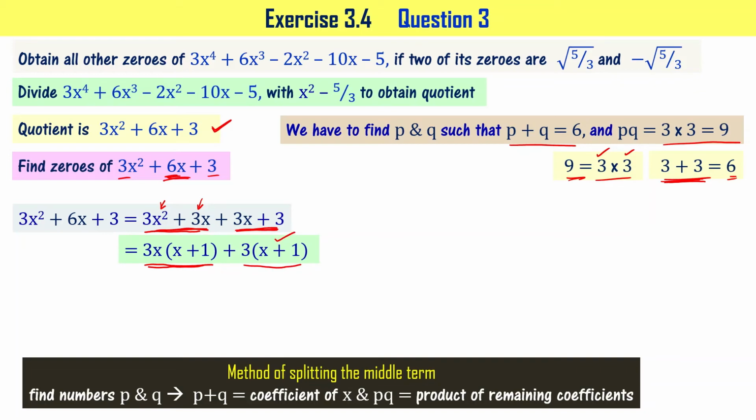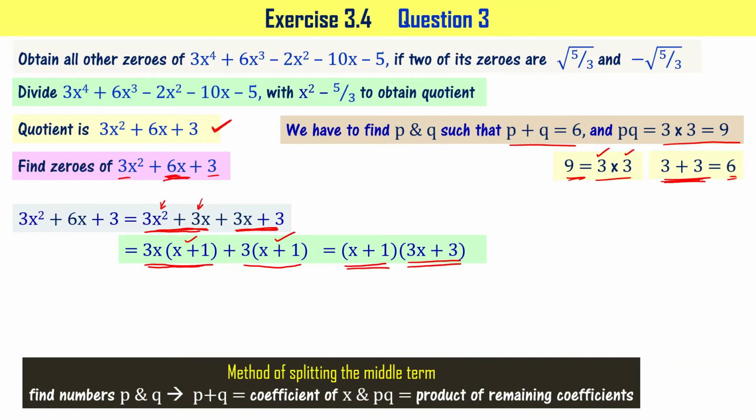Now from these two, you have (x plus 1) as a common factor. Let me take that as common factor out so that the expression now can be written as (x plus 1) times (3x plus 3), right? This is the quadratic polynomial given, written in the form of linear factors, right?